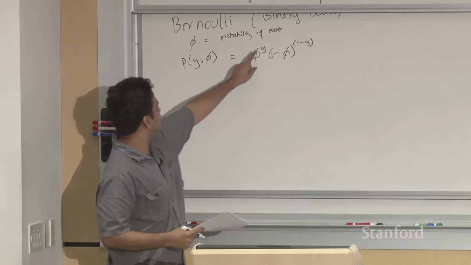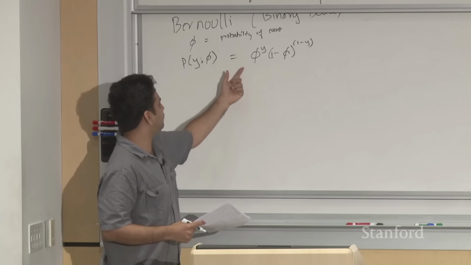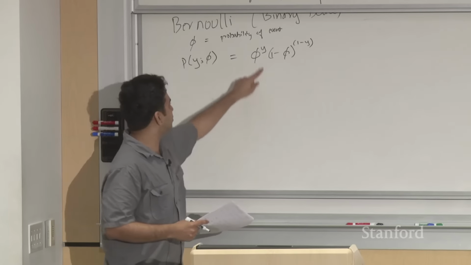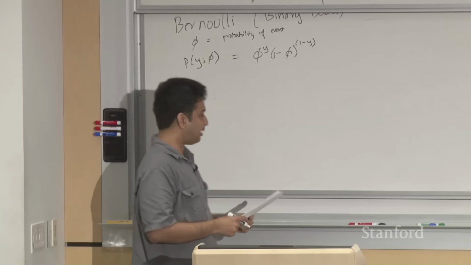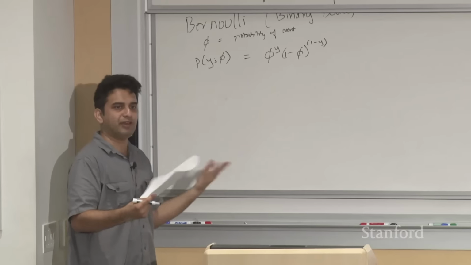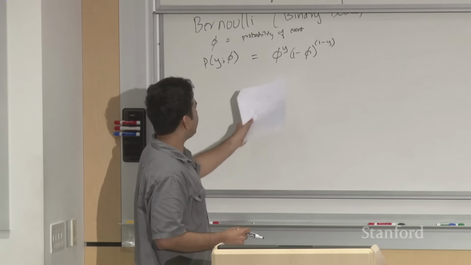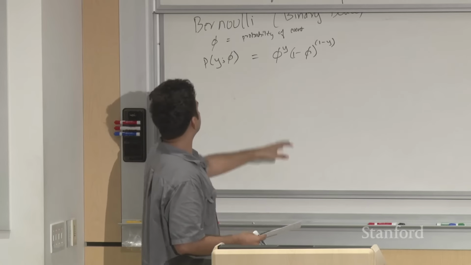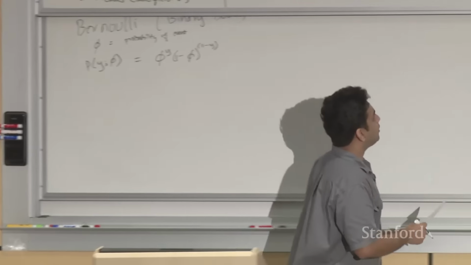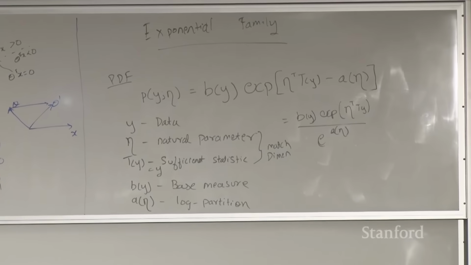Whenever y is 1, this term cancels out, so the answer would be phi, and whenever y is 0, this term cancels out, and the answer is 1 minus phi. So this is just a mathematical way to represent an if-else that you would do in programming, right? This is the PDF of a Bernoulli, and our goal is to take this form and massage it into that form, and see what the individual T, B, and A turn out to be.